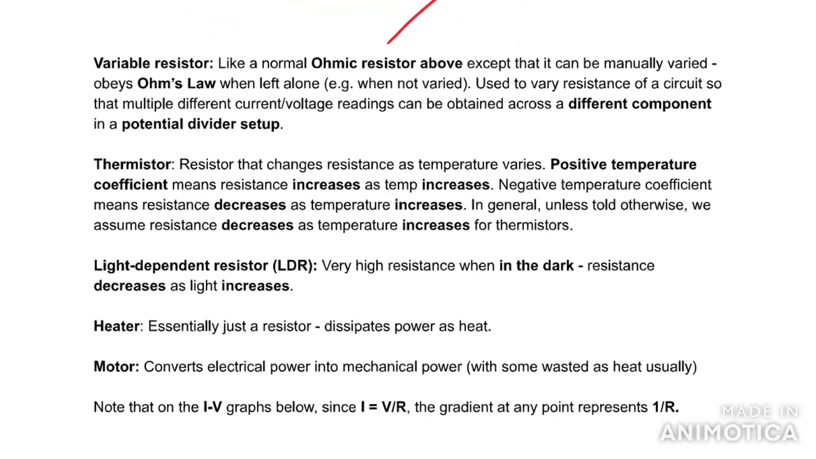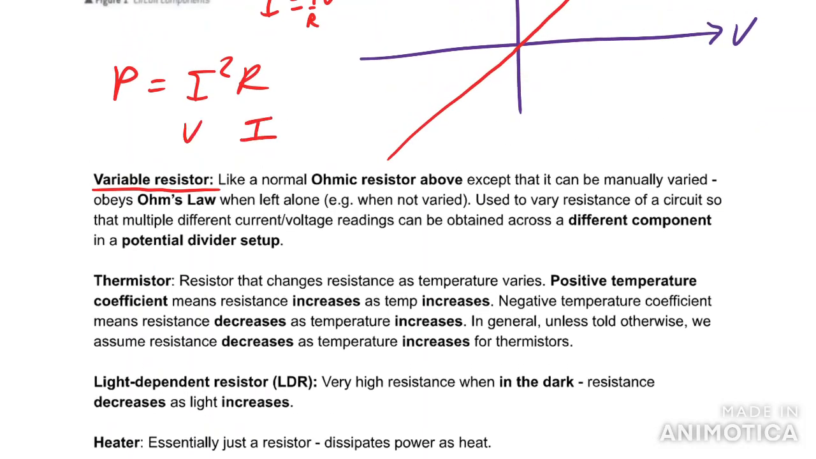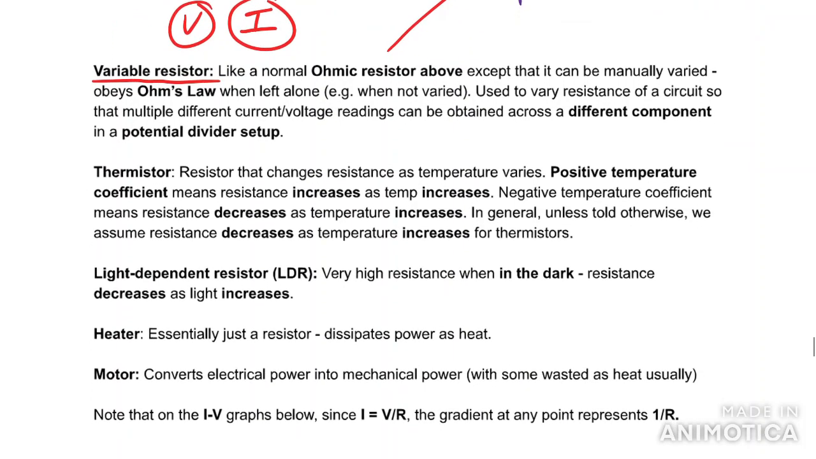When do you use them? Almost all the time in potential divider setups. And almost any circuit you draw, especially for experiments, you're going to want a variable resistor in, because it allows you to get different V and I readings, which is usually what you want for an experiment. So just remember in your experimental circuit setups to include a variable resistance so that you can vary the resistance and get different V and I results. And then you usually plot a graph and get the results from that. So they're very useful and they come up all the time.